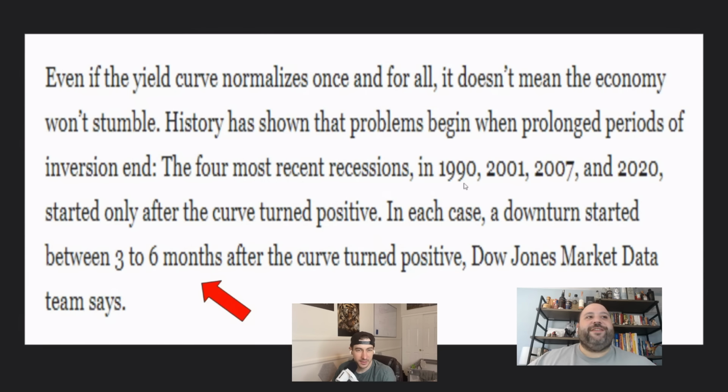The four most recent recessions, 1990, 2001, 2007, 2020, started only after the curve turned positive, which is what has happened now. In each case, a downturn started between 3 and 6 months after the curve turned positive.